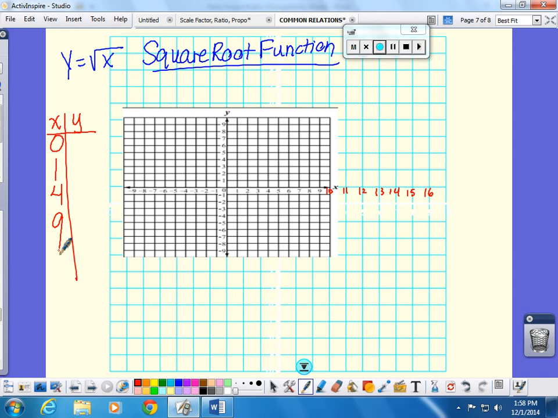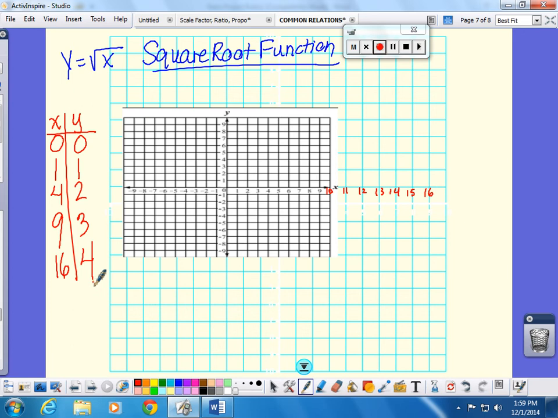And we could graph those. We'd be fine with that. But these are called perfect squares, because the square root of 0 is 0. The square root of 1 is 1. The square root of 4 is 2. The square root of 9 is 3. Alright, let's also do 16. What's the square root of 16? 4.